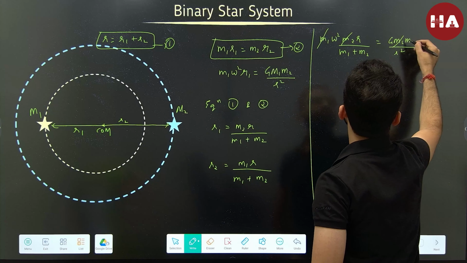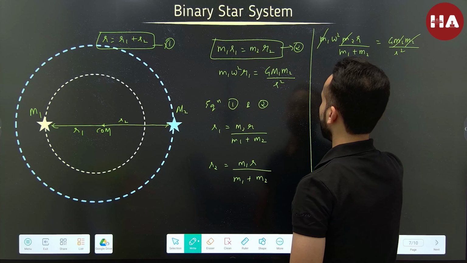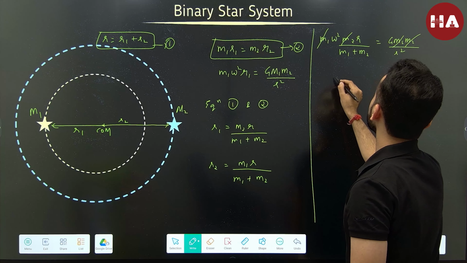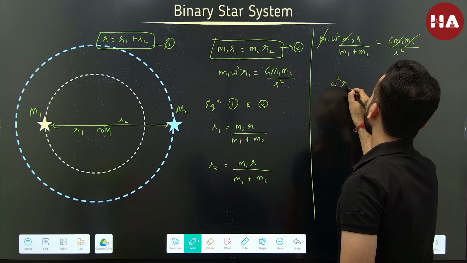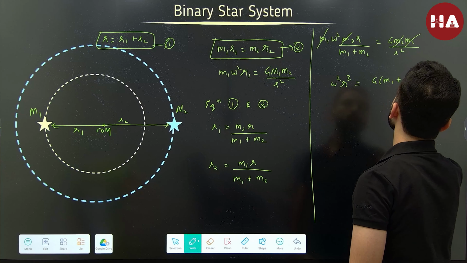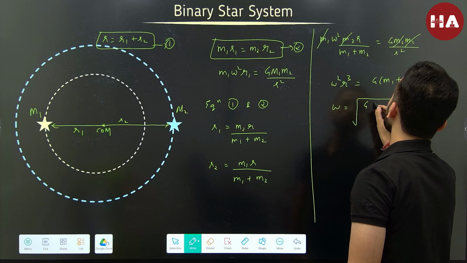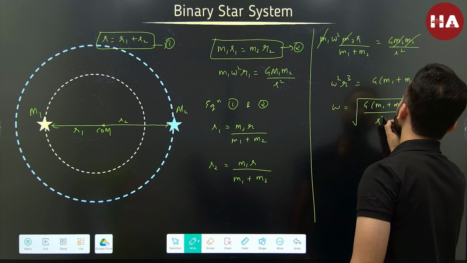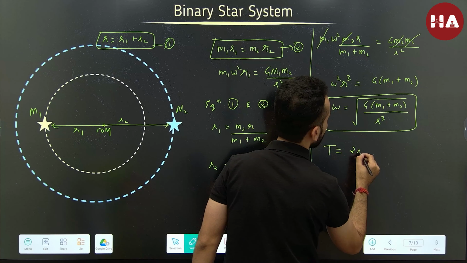Okay, and what are we left with? We are left with omega square. Let's write it in this fashion: omega square r cube is equal to G into m1 plus m2, or we can write omega is equal to under root of G times m1 plus m2 upon r cube. That is the omega, and the time period will be 2 pi by omega.